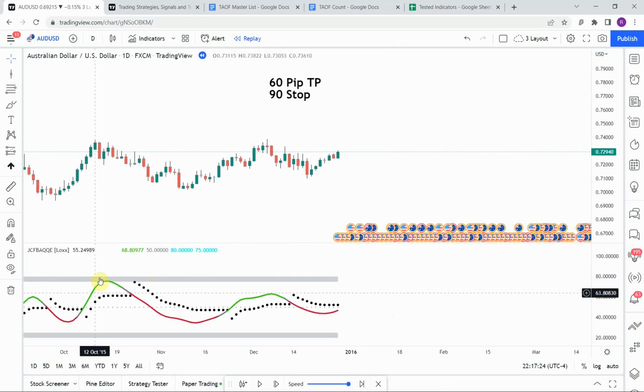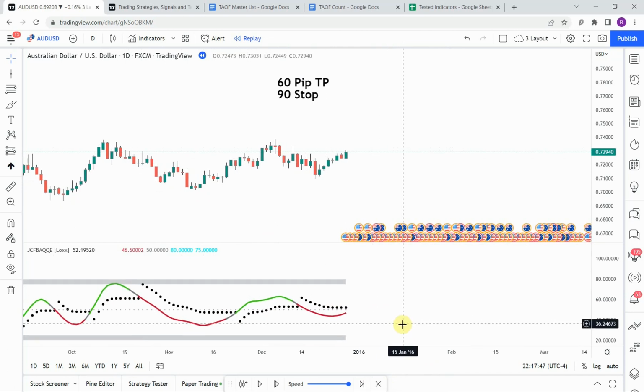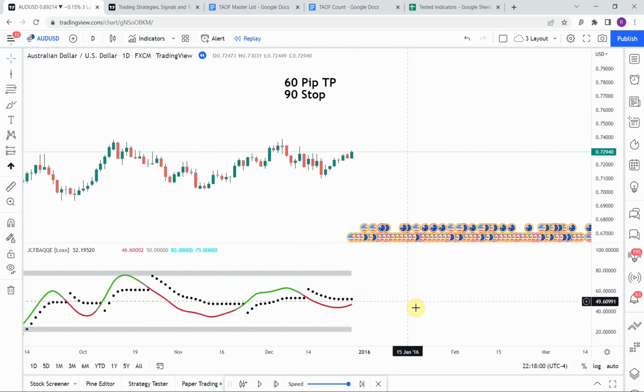And so what we have here is an oscillating line, and then we have something like a parabolic SAR type situation, where we get these dots that jump from below to above and so on. Then you can see the coloration of the oscillating line. Then we have an overbought, oversold type zone. And so it seems like there's a lot going on with this, but it's honestly relatively easy.